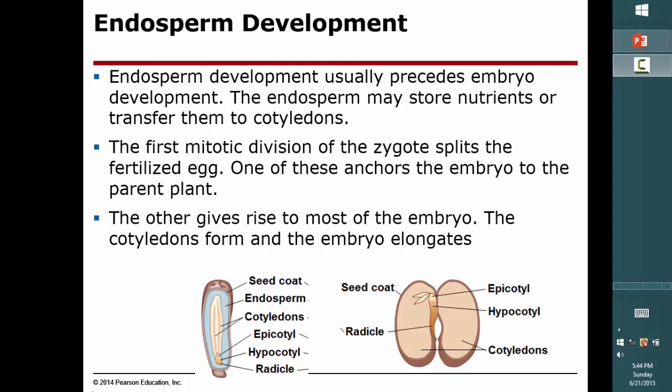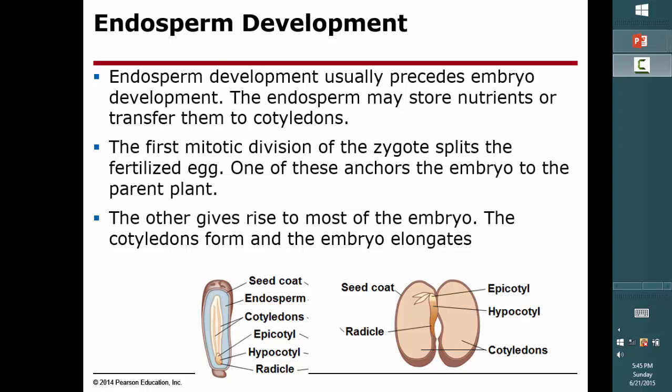Okay, remember that endosperm is triploid, and it was formed from one sperm and a female cell that contained two polar nuclei. Sometimes the nutrients found in the cell that results from this double fertilization remain in the endosperm. An example of this would be the bean plant shown here on the left.